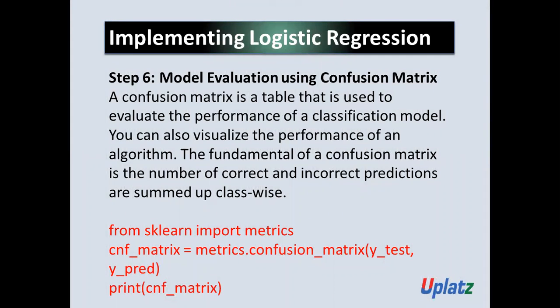A confusion matrix is a table that is used to evaluate the performance of a classification model. You can also visualize the performance of an algorithm. The fundamental of a confusion matrix is that the number of correct and incorrect predictions are summed up class-wise. For that, you need to write this line of code. From sklearn, import metrics, and then metrics.confusion_matrix(y_test, y_predict), the actual values of y versus predicted values of y. You assign it to the confusion matrix cnf_matrix, and then you can print it.